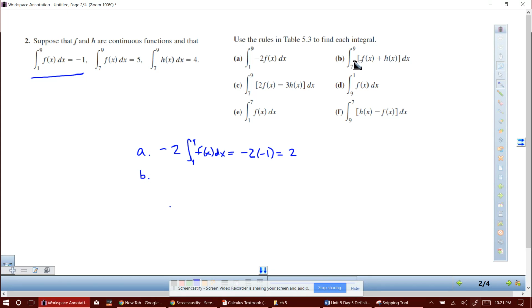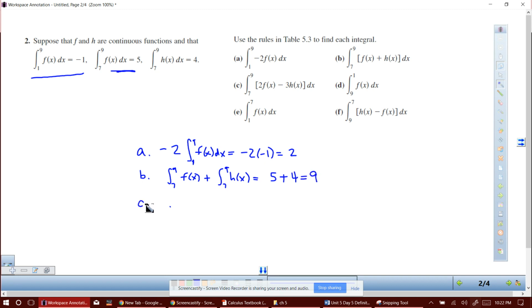All right, then I'll go on to question B. This one has 7 to 9 of f of x plus h of x. Based on our rule, I know that I can split that. So I can go from 7 to 9 of f of x plus 7 to 9 of h of x. Again, I was a little lazy. I should put dx with each one of those. Then I just pick these off right here. 7 to 9 of f would be 5, and 7 to 9 of h would be 4. So my overall integral would be 9.